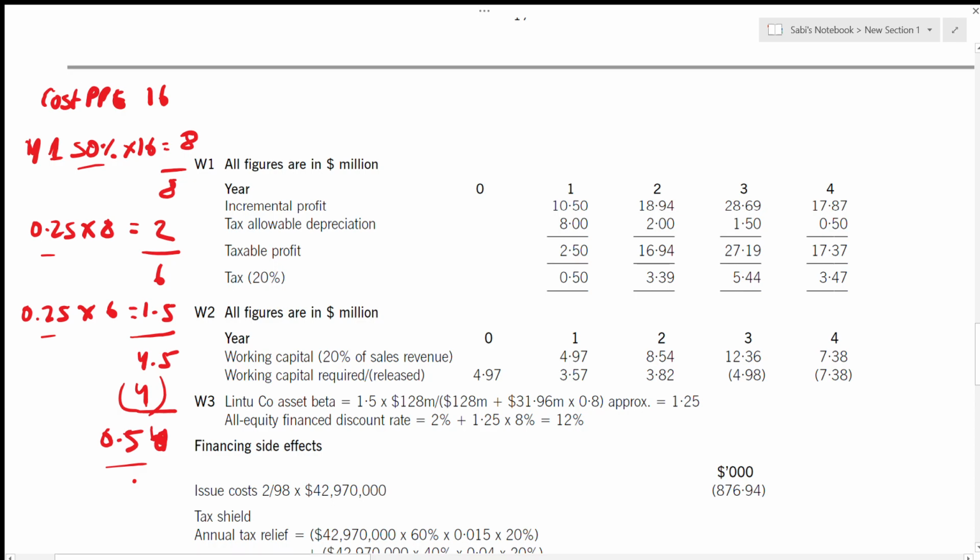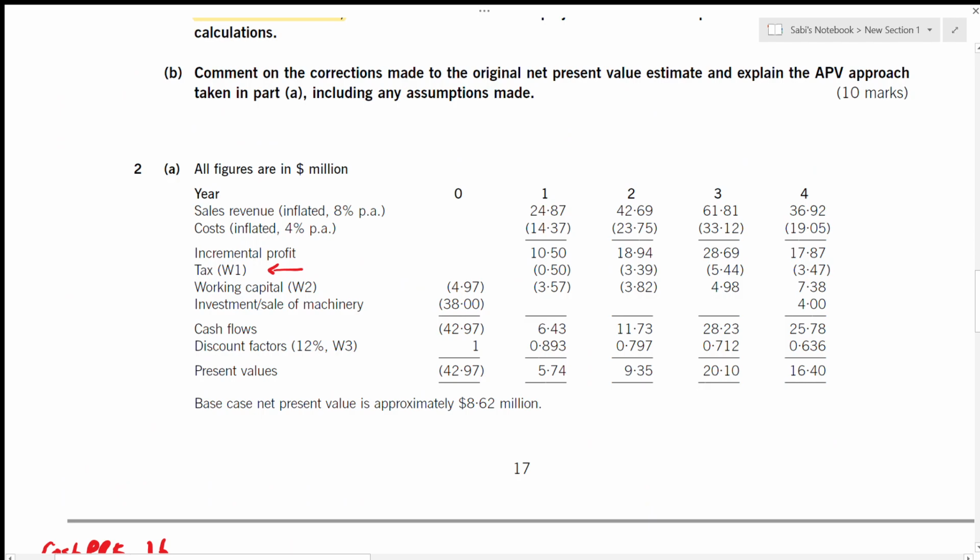Then you deduct your tax allowable depreciation from your profit and you get your taxable profit. On that you take 20% because tax is 20%, and you put it here, the one where I have shown you the arrow. All the tax. Then second you have to deduct is your working capital. For that also you need a separate working. That's why it's working 2.